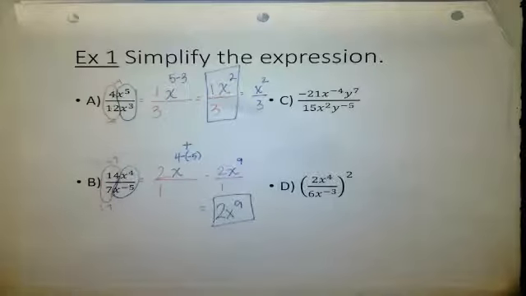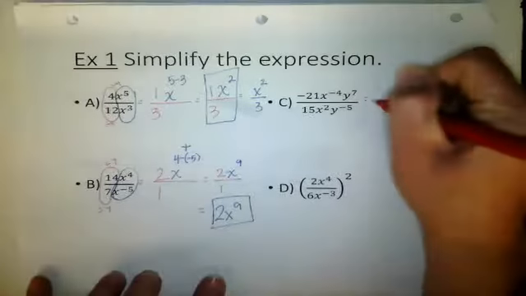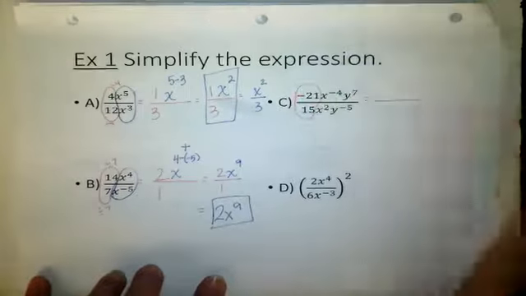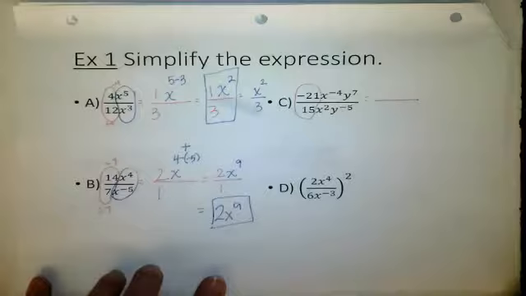You okay with this so far? Watch your negatives. All right, letter C. We have negative 21, x to the negative 4th times y to the 7th, all divided by 15x squared, y to the negative 5th. So, I'm going to start with my numbers. Negative 21 over 15. What can we do with those numbers?